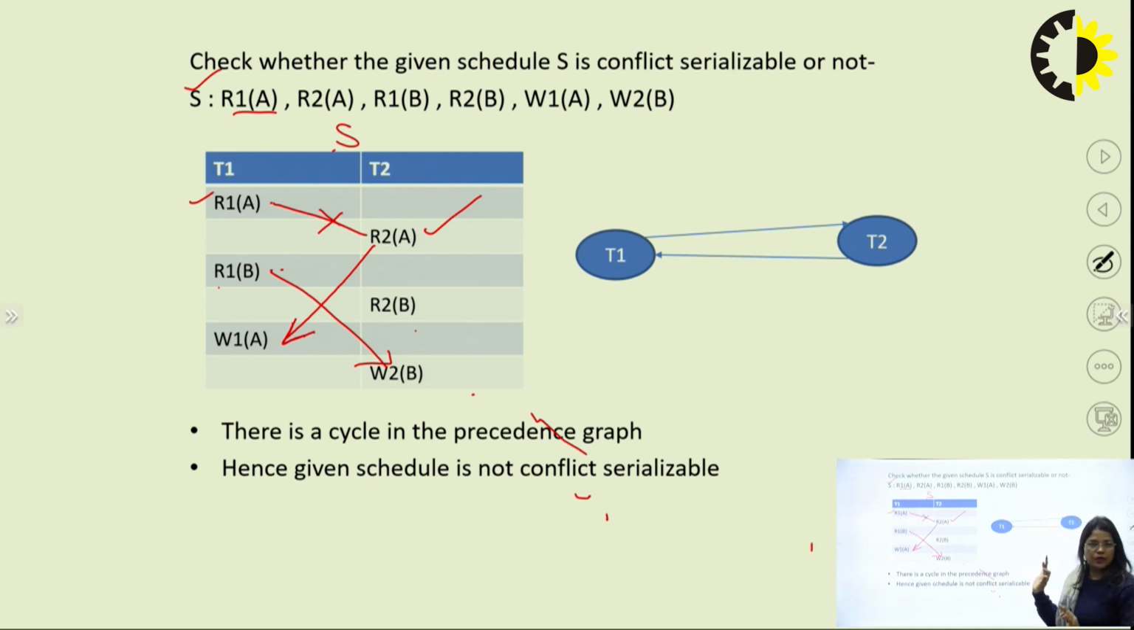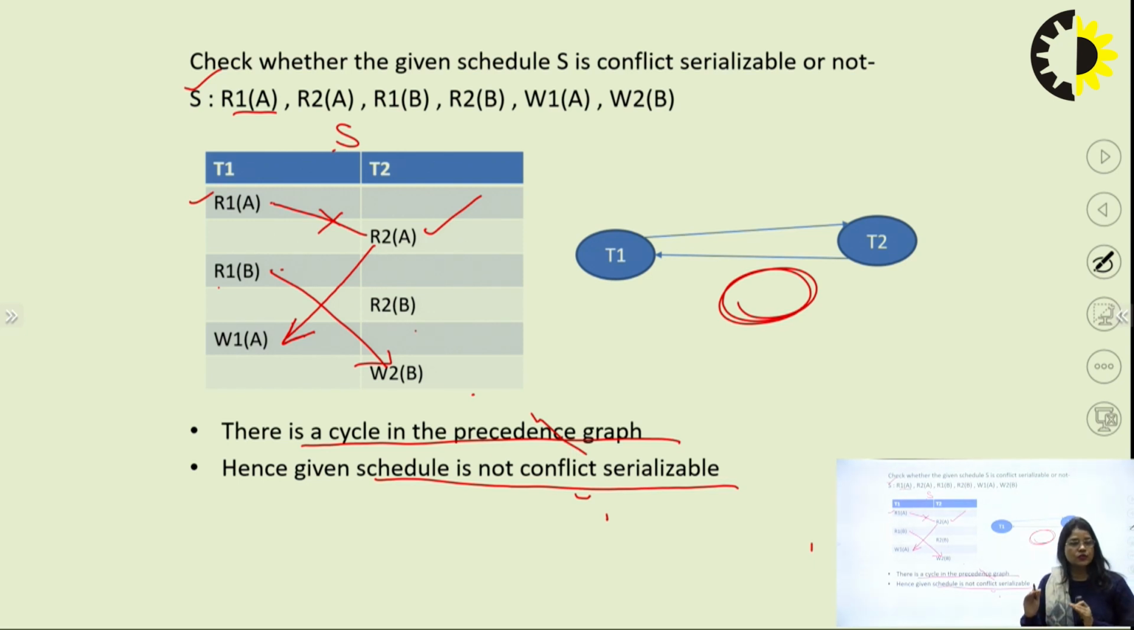So in this figure, because a schedule is having two transactions, we have created two nodes, T1 and T2, right? And here we have checked that one edge will be from T1 to T2 and another edge will be from T2 to T1. So we have drawn these two edges. Now we can see there is a cycle. Okay, so there is a cycle in the precedence graph, hence the schedule is not conflict serializable. So this is the checking. If there is a cycle, the schedule is not conflict serializable.